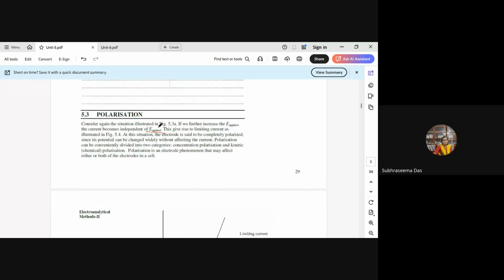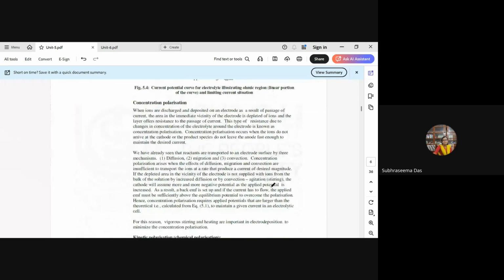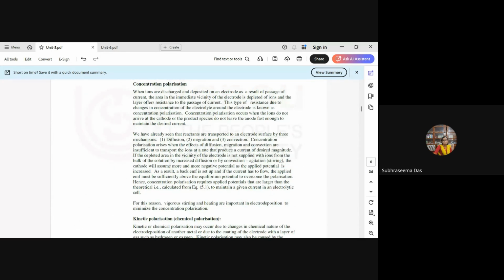Polarization can be conveniently divided into two subcategories. One is concentration polarization and the other is kinetic polarization, or what we call chemical polarization. This polarization is an electrode phenomenon and it affects both types of electrodes present in the cell. Here we will first start with concentration polarization.